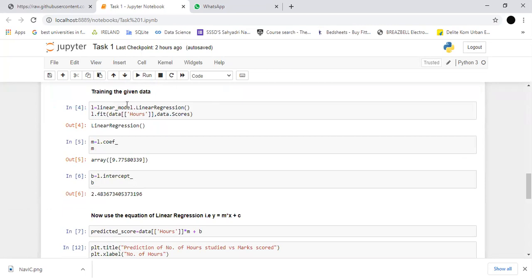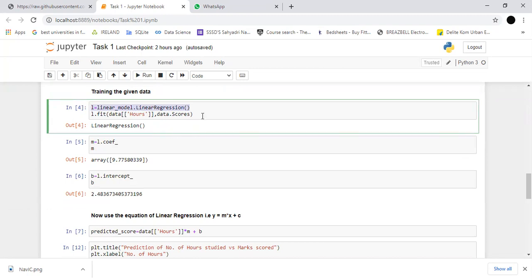To predict the scores, we need to train the data. For training the data, I basically objectified the linear model from scikit-learn into L. Then I tried to fit the line into it that goes across all these scattered points, that is the number of hours studied versus the marks scored.